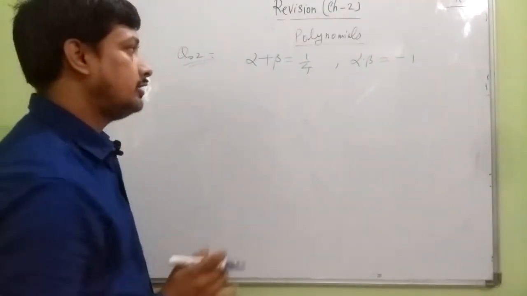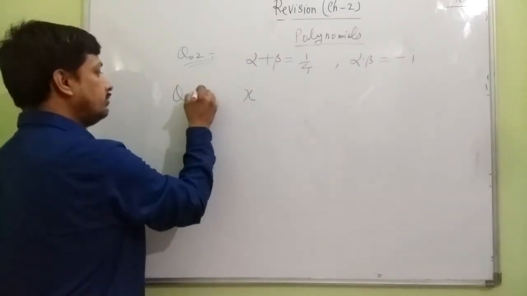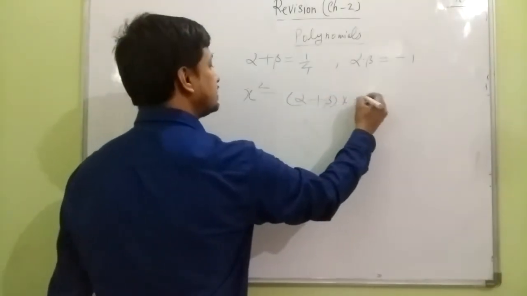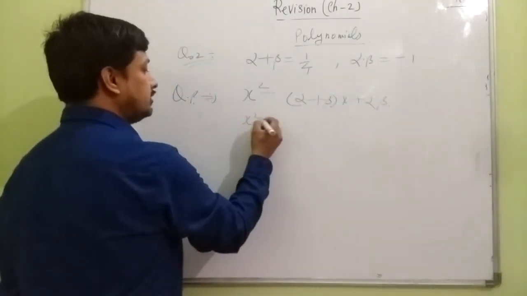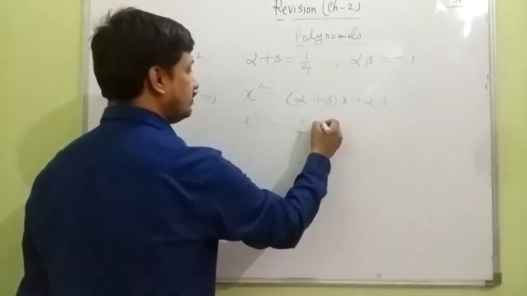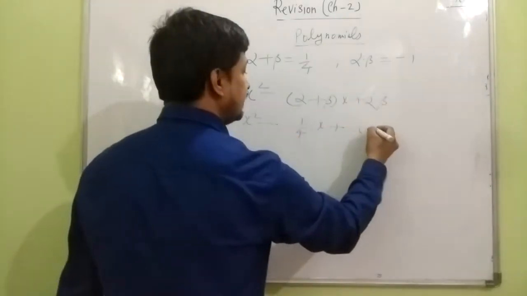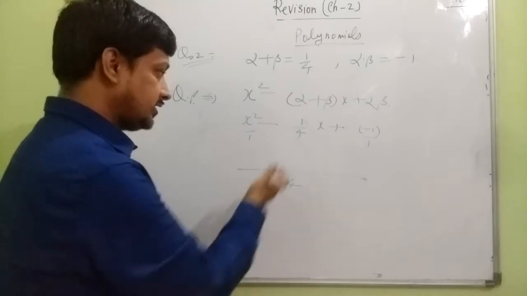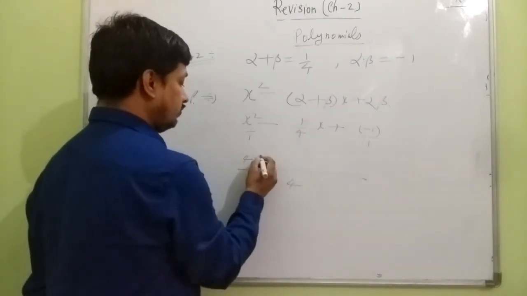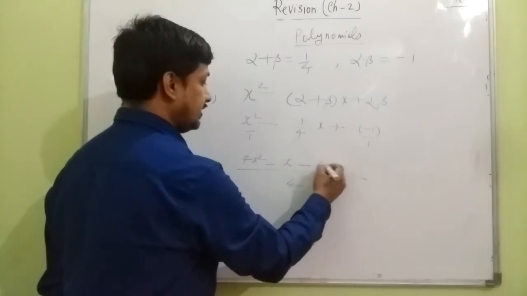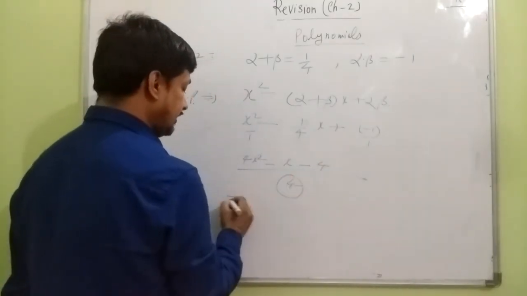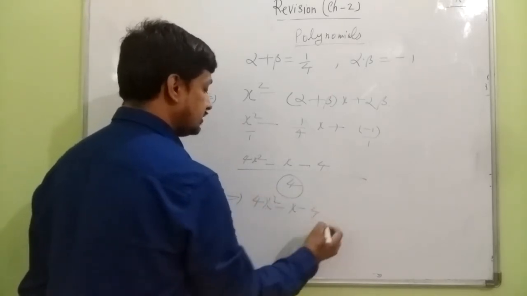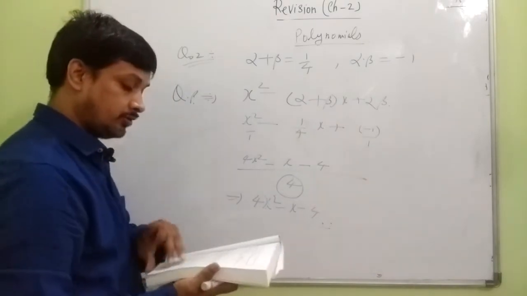So in that case, you have to learn this formula for the quadratic polynomial, which is x square minus (alpha plus beta) into x plus alpha beta. So put the value of alpha plus beta, which is 1 upon 4, and alpha beta is minus 1. Now we can take the LCM because we don't want the fractional value here. So it will be 4x square minus 1x minus 4. And this 4 we can just ignore finally. So this is the required quadratic polynomial.